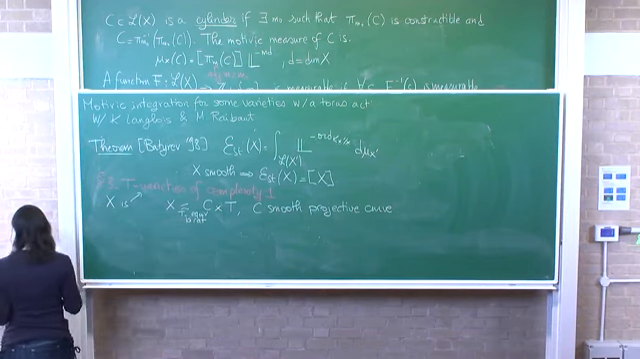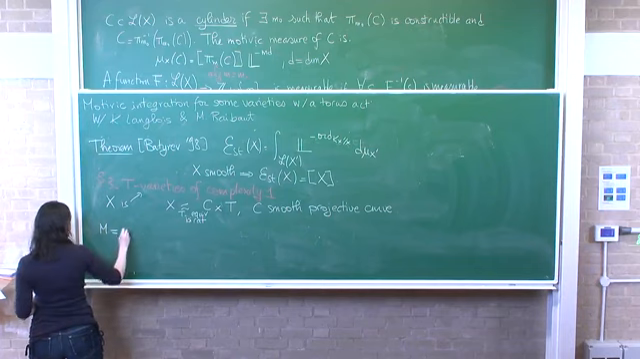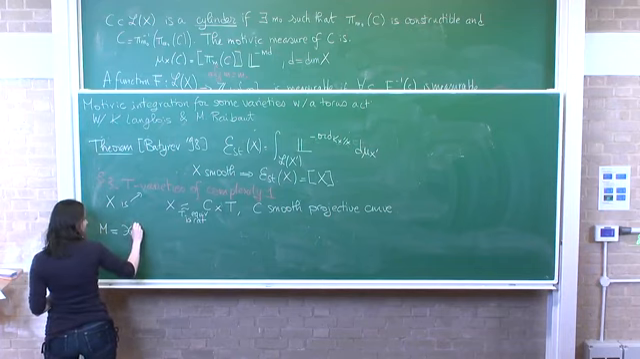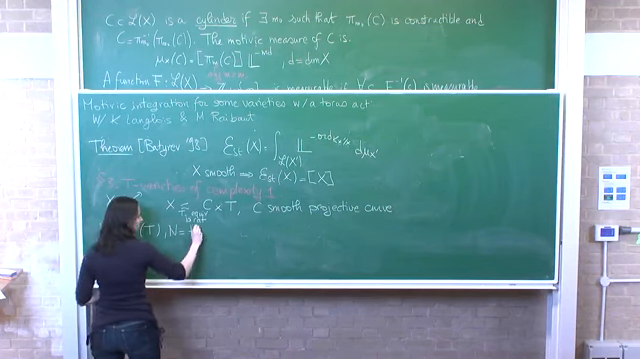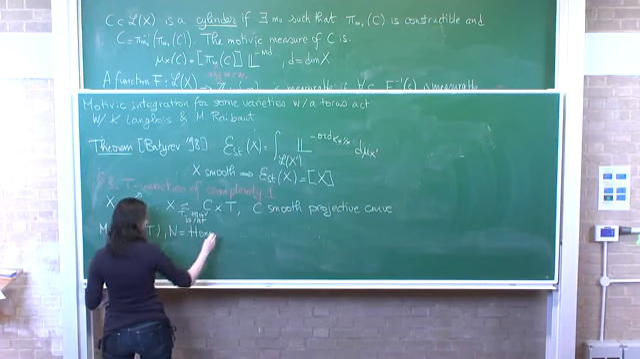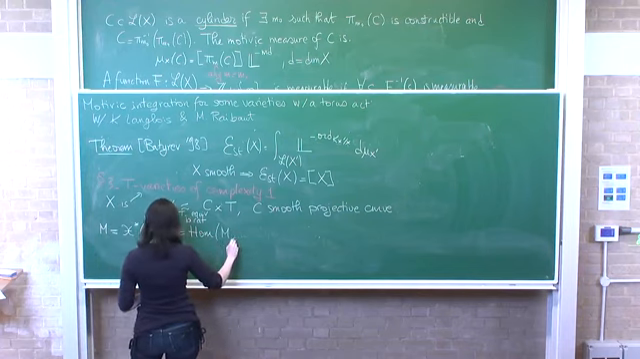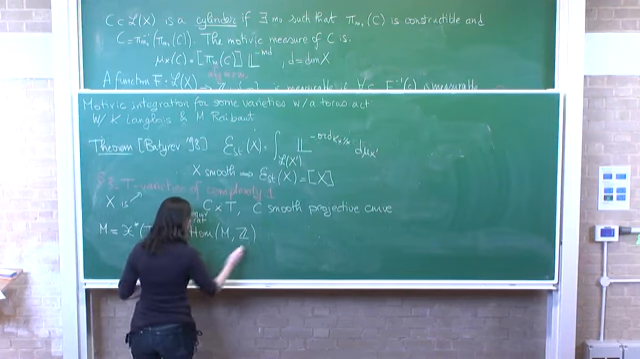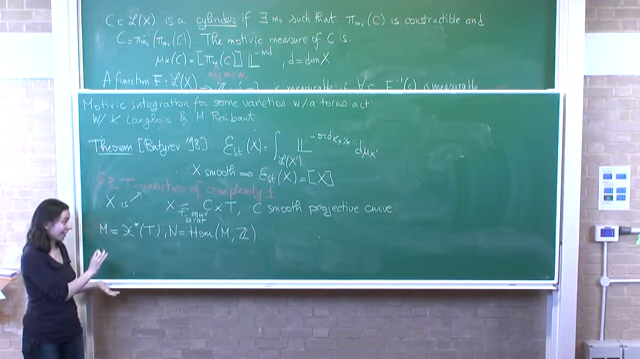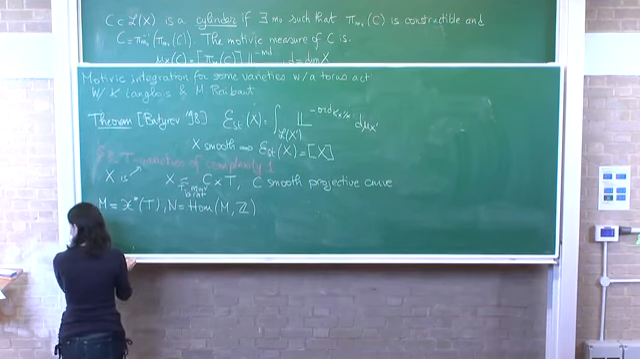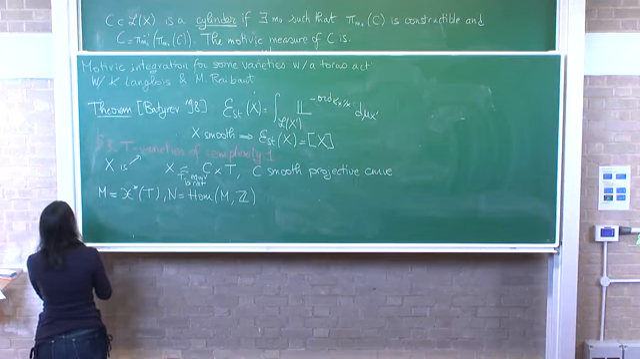So I will set M to be the characters of the torus, and N the dual. And if we were in the toric setting, then I would define some cones and a fan. And what I'm going to do is not very different.